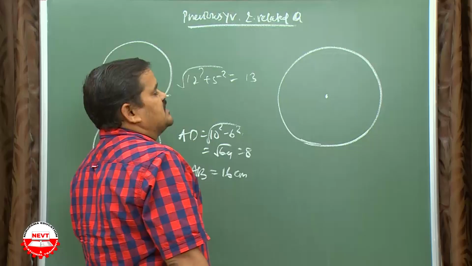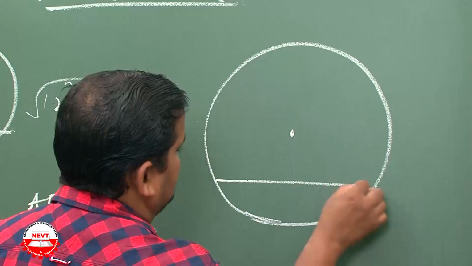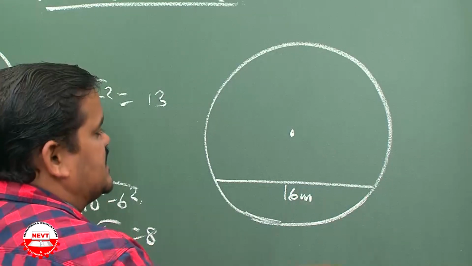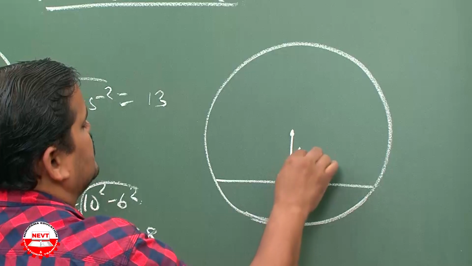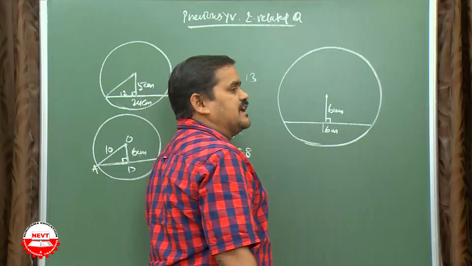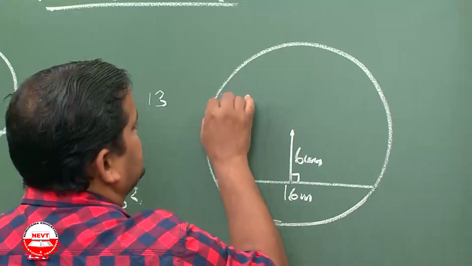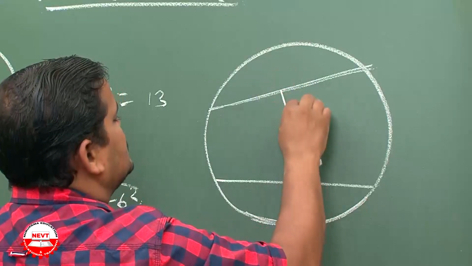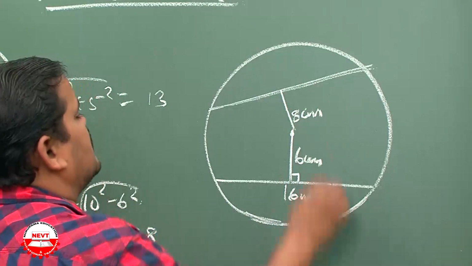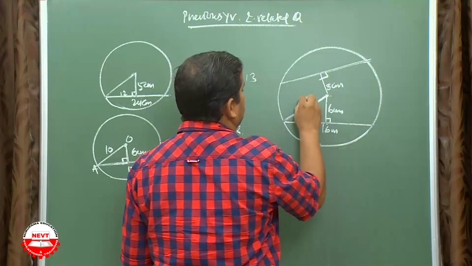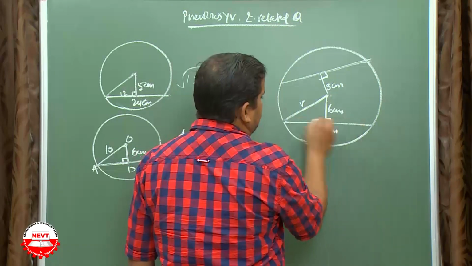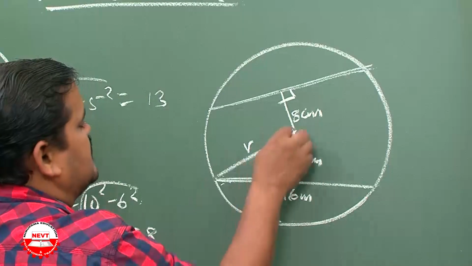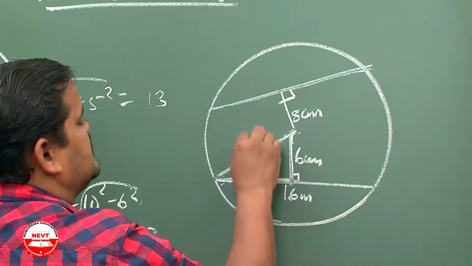If a chord of length 16 centimeter is 6 centimeter away from the center, find the length of the chord which is 8 centimeter away from the center. You first find the radius. As this length is 16, this half is 8. This is 8, this is 6, so you can easily find the radius. 8 squared plus 6 squared, square root, is 10.